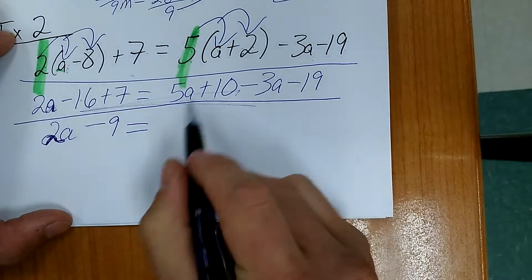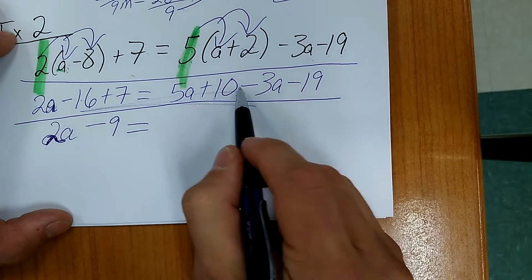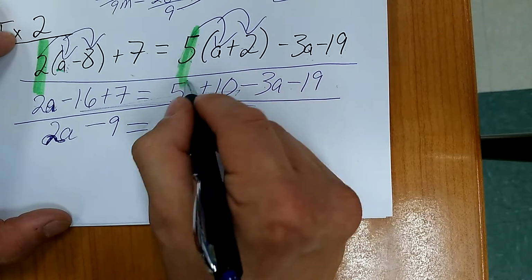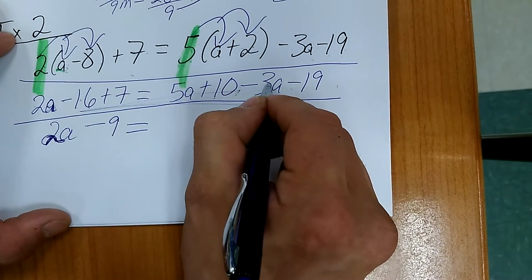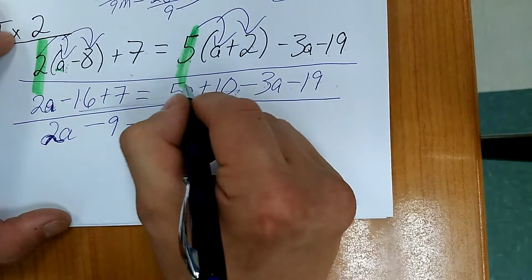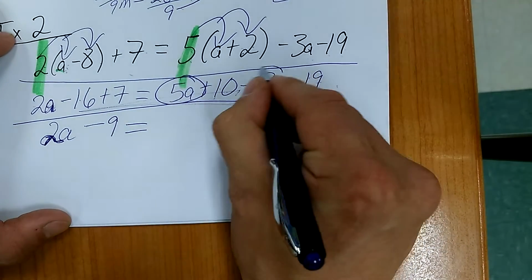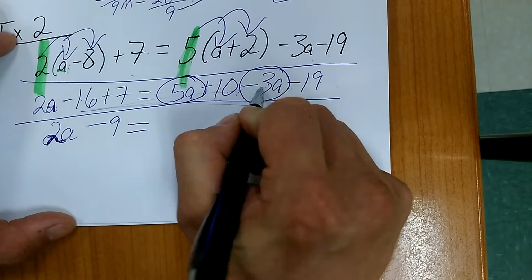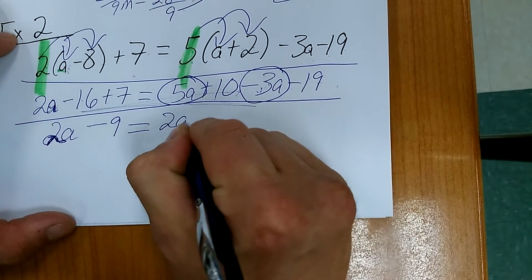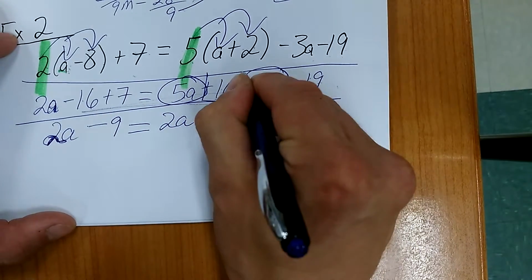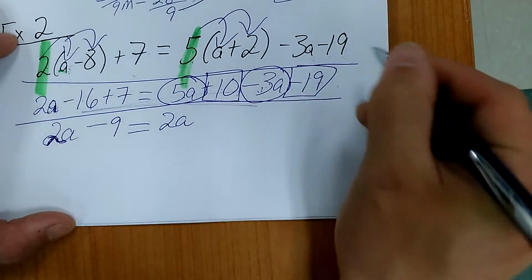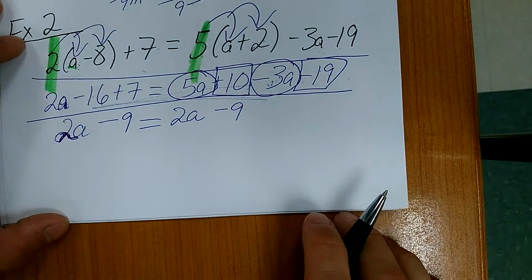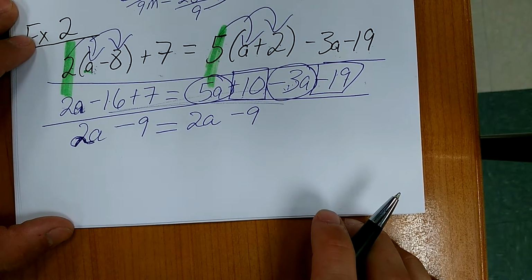Okay, so now we're over here to this point: 5a plus 10 minus 3a minus 19. Well, we can only combine the a's together and the whole numbers without a's together. So we need to combine this 5a and this -3a. 5a minus 3a is 2a. And then we have 10 minus 19, which is -9. Okay? So now we are condensed down.